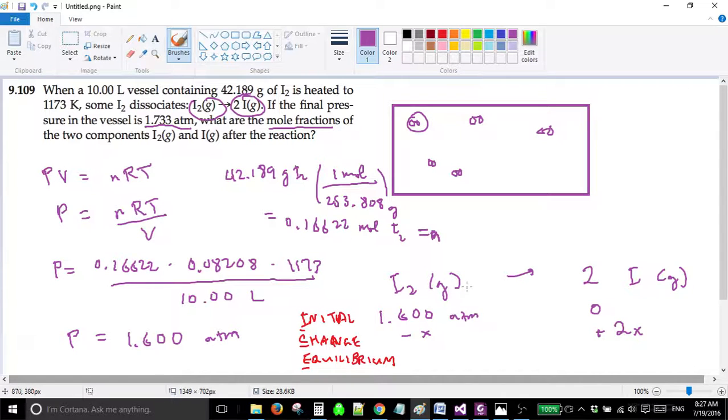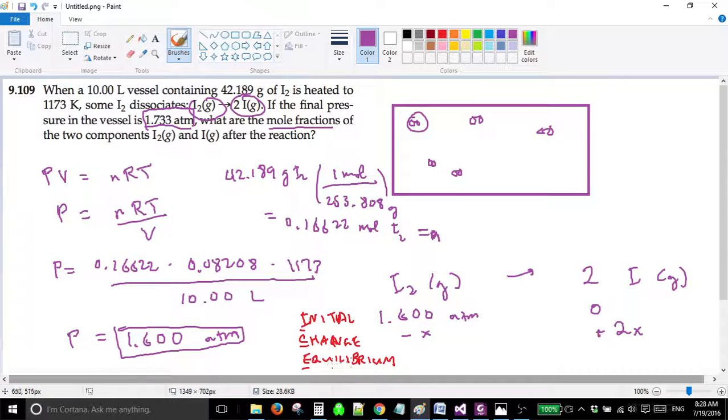What matters is what did it end up doing? What was the net effect? The net effect was forward a little bit. And how do we know that? We know that because the amount of stuff in the container was larger at the end than at the beginning. At the end, the amount of stuff was 1.733 atmospheres. At the beginning, it was 1.600 atmospheres. So we know the net effect was a forward reaction.